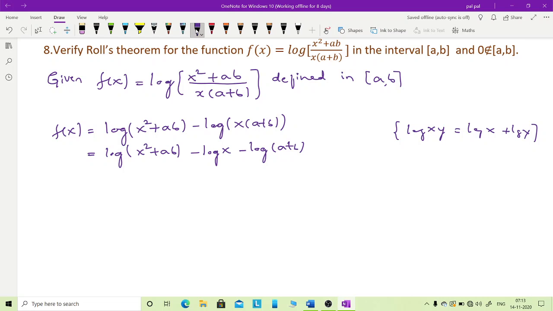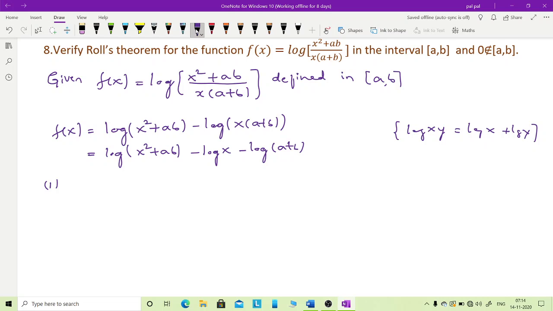Now we have to check the 3 conditions of Rolle's theorem. Here the first condition is continuity. You see, the given function f of x is a continuous function because it is a combination of continuous functions. Log x is a continuous function. Log of (a plus b) is a constant value, and all constant functions are continuous. Log of (x square plus ab) is also a continuous one, and it always gives a positive value. Even if you take the interval as negative, log of (x square plus ab) gives positive. If you want, you can check it yourself.